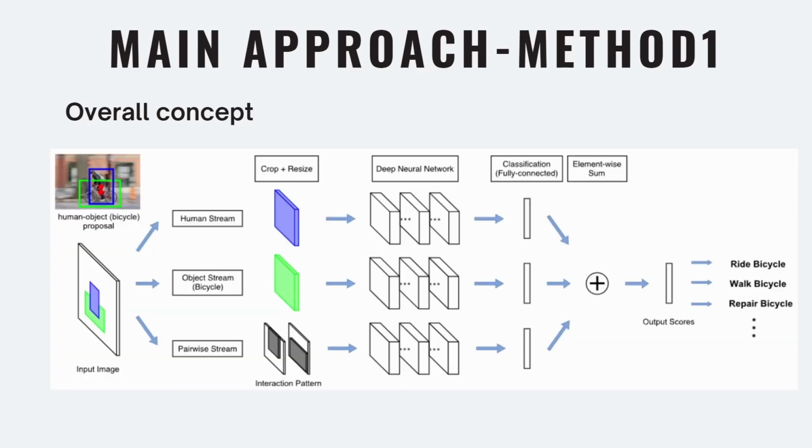Here is the overall workflow of Method 1. In one image, we can crop out the human image, object image, and pair image.